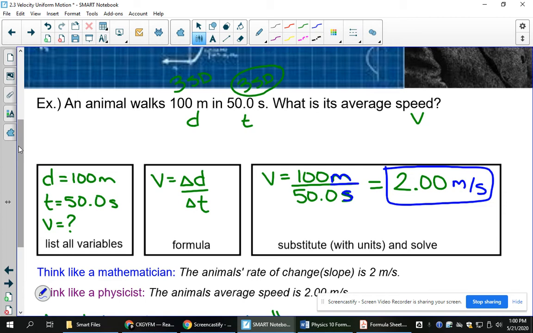Now, at the bottom here, we have think like a mathematician and think like a physicist. In math, we've already done these questions. We looked at graphs in math, we looked at slopes of lines, and what we actually were finding in math, even though you weren't explicitly told, is we were finding the rate of change or the average speed. So when we calculated the rise over run, we actually found the speed. So these things are connected. You can think about these things mathematically or like a physicist, in which case you're just using different terminology to describe what you found.